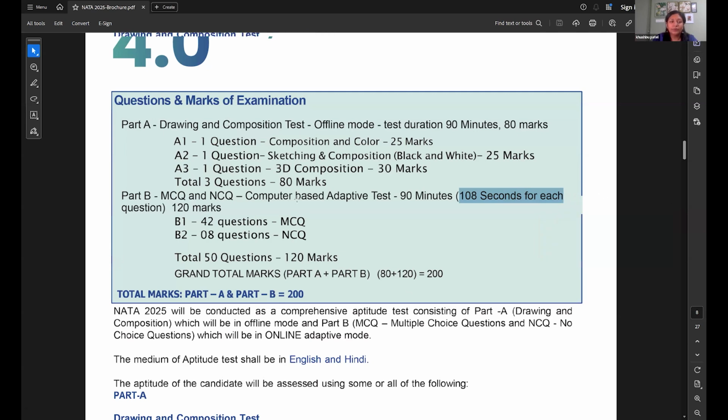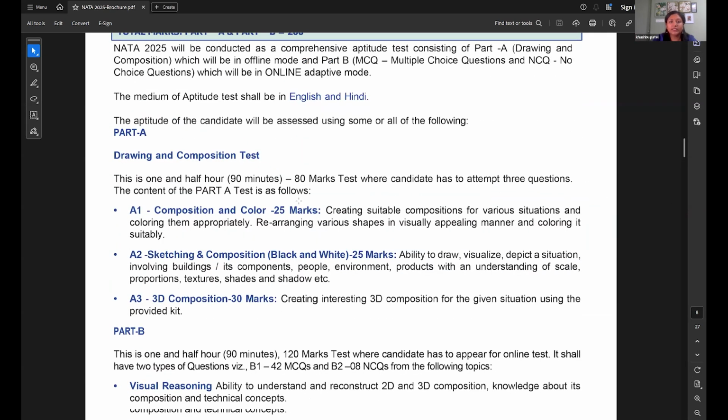It is also mentioned in the specifications here that Part A, which is the drawing and composition test, with all three questions, is going to have a total of 90 minutes. You can divide based on the marks or based on your skill level how many minutes you wish to give for A1, for A2, for A3 questions.